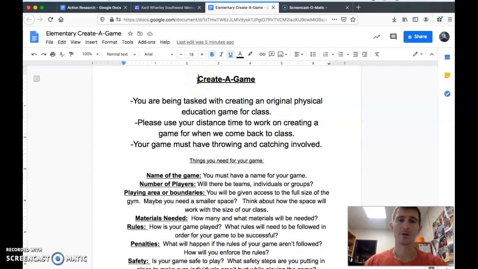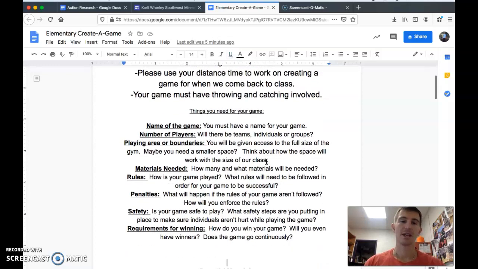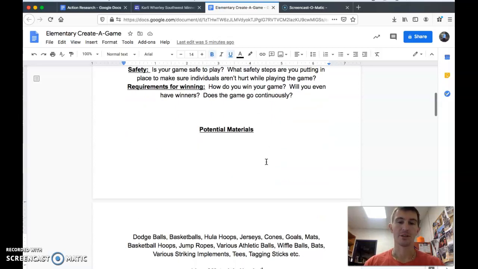So for our create a game assignment, you are being tasked with creating an original physical education game for class. I want you to use this distance time to be working on that, so that when we get back, we can be playing your game when we get there. Just a reminder, your game must have throwing and catching involved. I have all those new dodgeballs, so try to utilize them. Some of the things you need to have: the name of the game, the number of players, your playing areas and the boundaries, what materials you need, your rules, all that stuff. Those are just kind of little things we want to have.